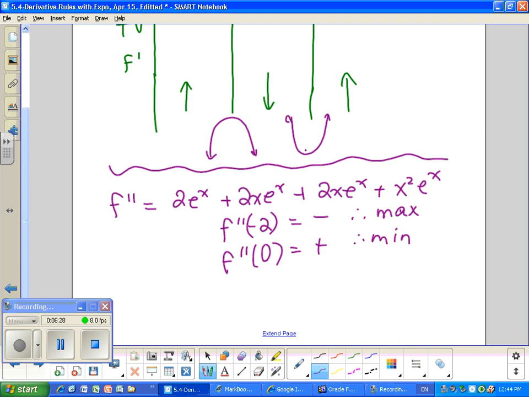How do you find the whole point? If you sub them back in, so therefore there is a max at -2. I think it's 4 over e to the 2, and 0, 0 by subbing back into your f.